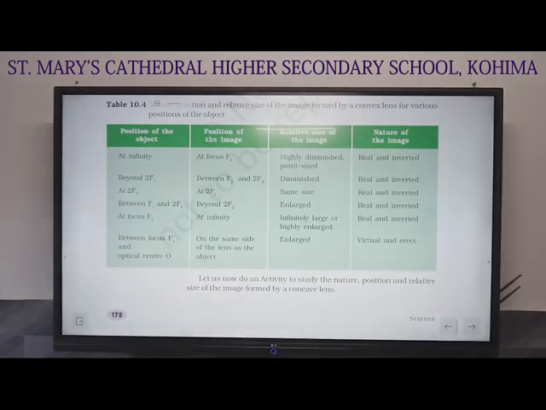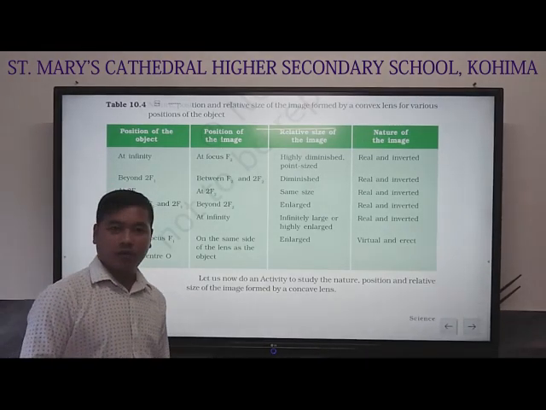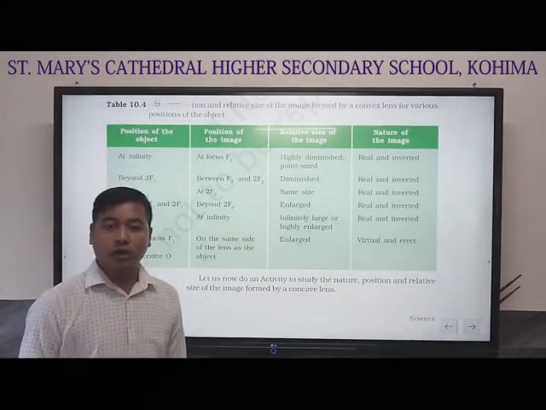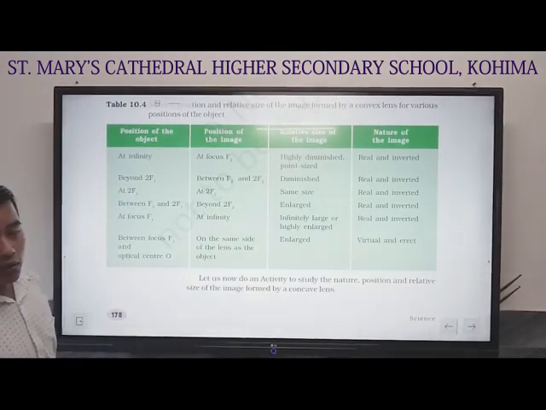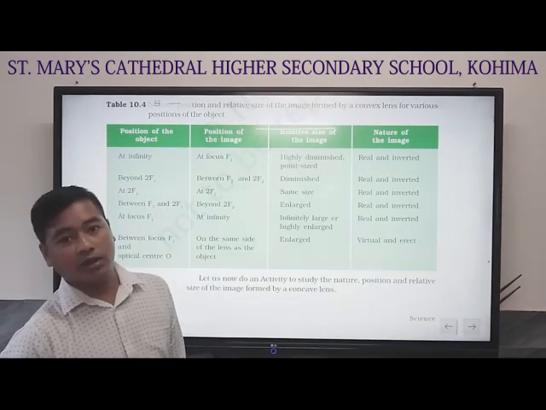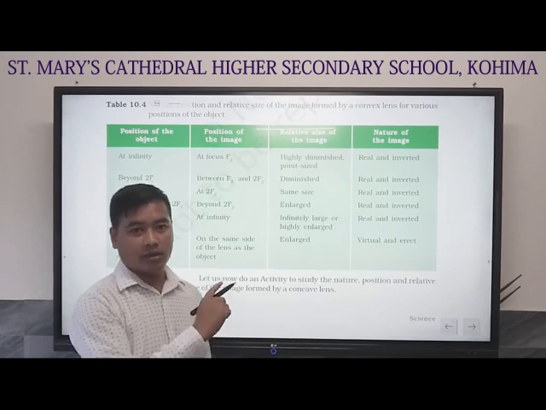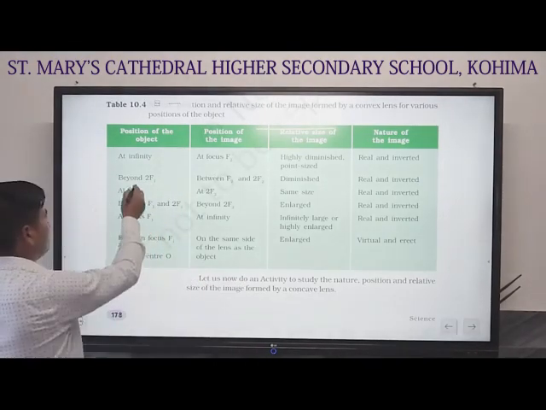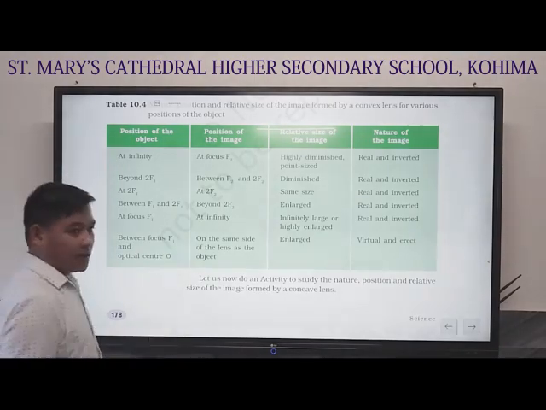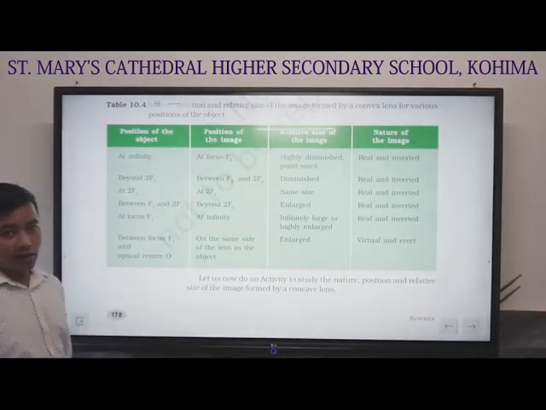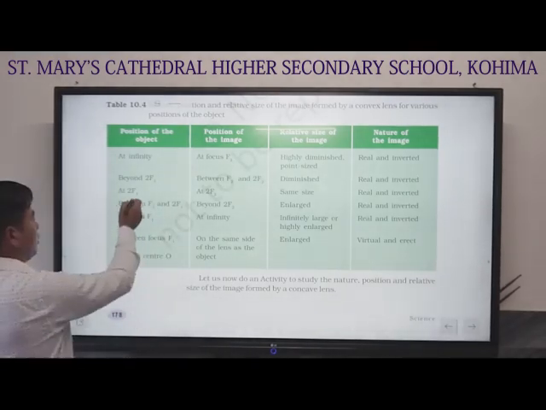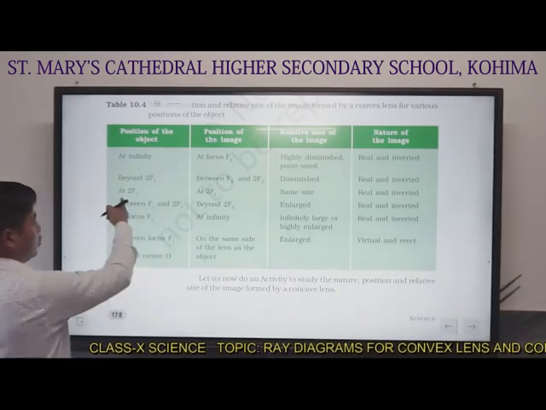The table shows us here, the first one is at infinity. It is the position of the object. When the object is placed at infinity, it refers to the position of the object when it is very far away from the lens. Here, beyond 2F1, as we all know, 2F1 is C1, the first center of curvature in front of the lens. When we put the object a little bit away behind 2F1, we call that position beyond 2F1.